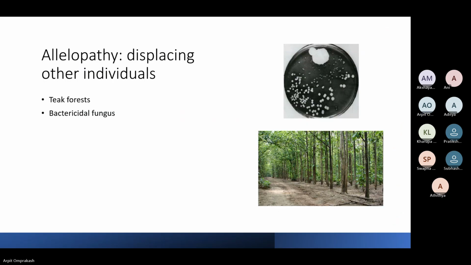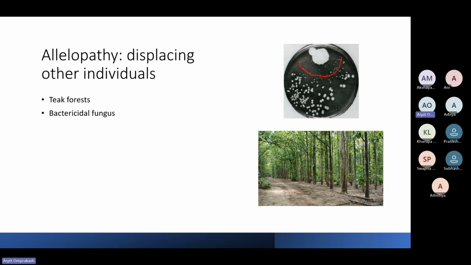Right. So another reason why some species might be found only in some places and not in other places is allelopathy. Allelopathy is basically when organisms secrete something to prevent other organisms from growing in the areas that are dominated by these organisms or areas close by to these organisms.